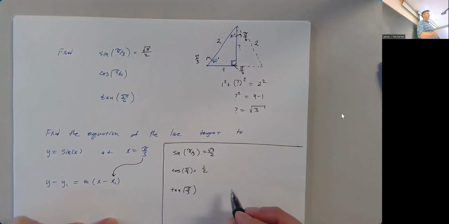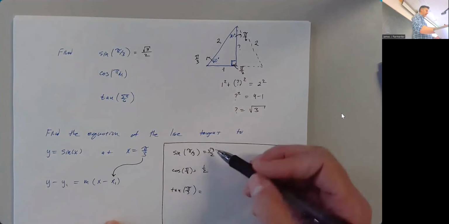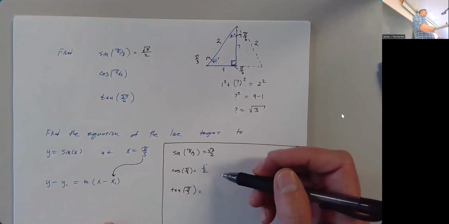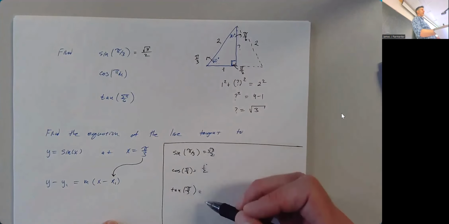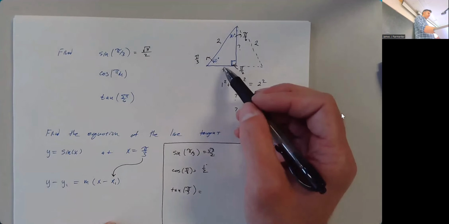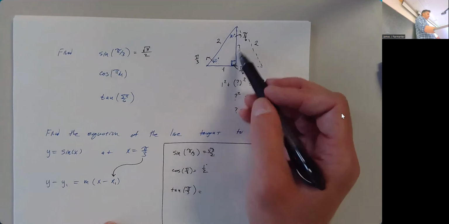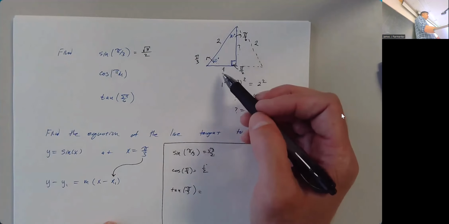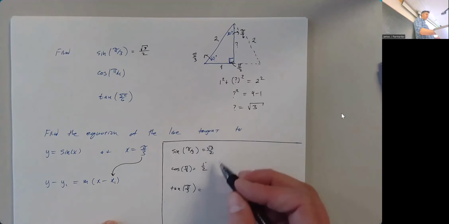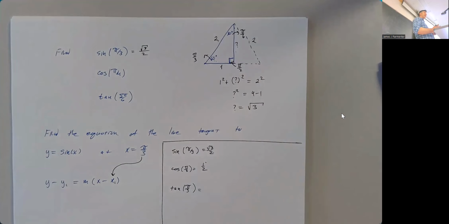Now, there's a couple ways to think about this. Tangent, you can think of it as sine divided by cosine. That's a lot of fractions, though. Root 3 over 2 divided by 1/2. Or you could look at the triangle here and say it's going to be opposite over adjacent, which is root 3 divided by 1, which is what you would get if you did root 3 over 2 divided by 1/2, because the 2s would cancel.